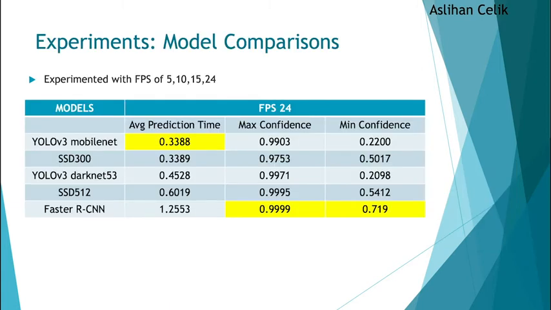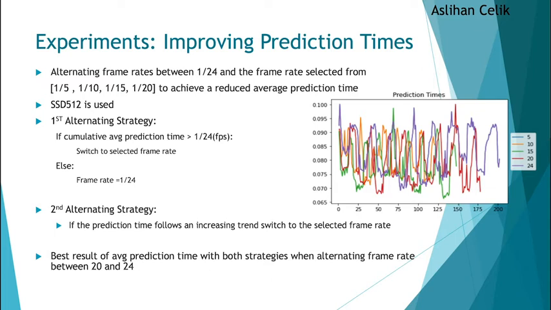We conducted experiments to compare the models using different frames per second, ranging from 5 to 24 frames per second. According to the results, the least average prediction time is achieved by YOLO v3 MobileNet, and the highest accuracy is achieved by Faster RCNN. To improve the prediction times, we generated 2 different strategies that alternate the frame rate between the 1/24 frames per second and the selected frame rate. These are performed on SSD 512.